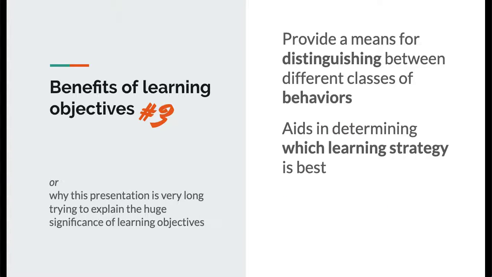Three, writing out those objectives with that much detail provides a means for distinguishing between the different classes of behaviors that you want to lead the learner through in the instruction. So you know how boring things can be if everything that you do from one objective to the next is listen to the lecture, complete the worksheet, listen to the next lecture, complete the worksheet. Somebody didn't do a good job writing out their objectives and coming up with some variations on the instructional strategies.